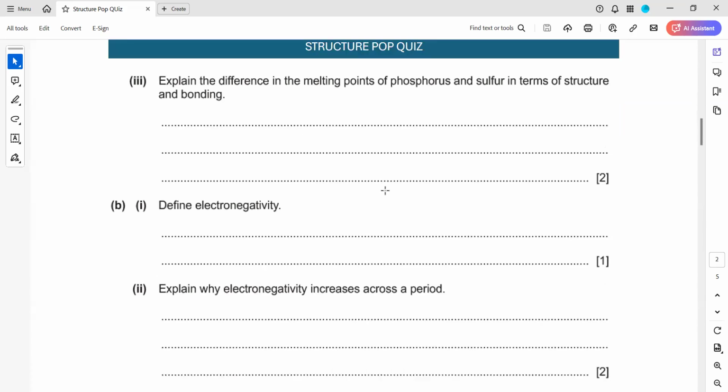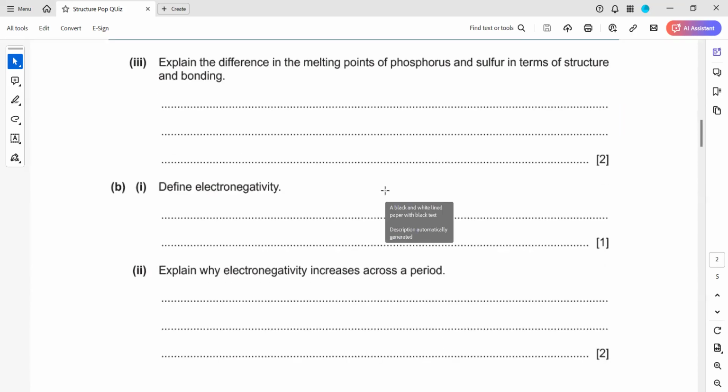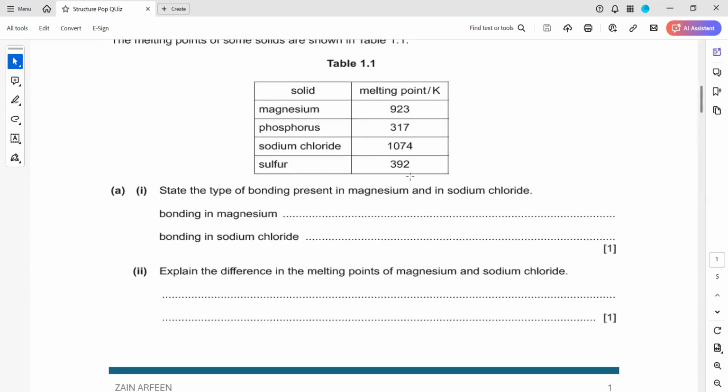Explain A3. Explain the difference in the melting point of phosphorus and sulfur in terms of structure and the bonding. The question is why there is a difference in the melting point of phosphorus and sulfur. We have to explain the difference in terms of the structure, like what is the structural difference.